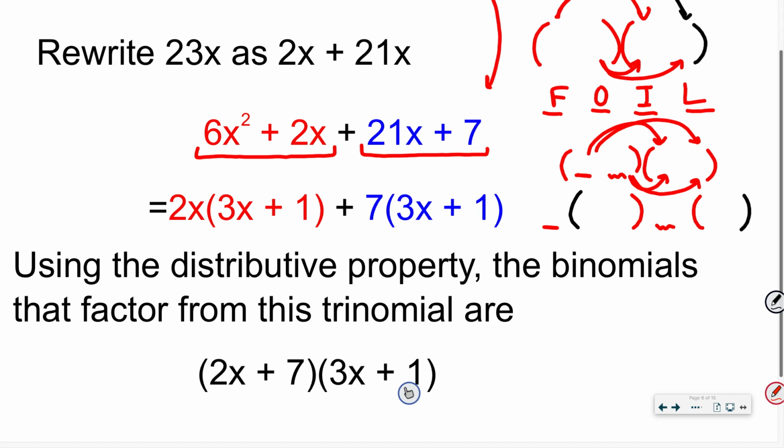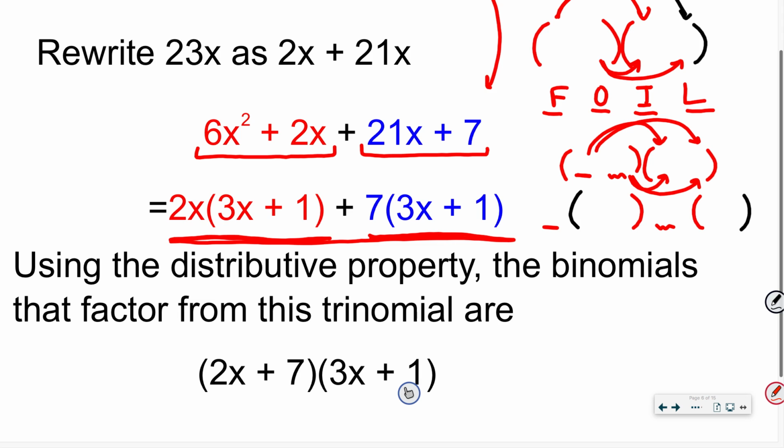So what do you notice? At this level here, once I've factored out the greatest common factor of the first 2 terms and the greatest common factor of the second 2 terms, what do you notice about the terms in the parentheses? Remember, we're factoring right now. They're the same. Both of those parentheses contain a 3x plus 1.